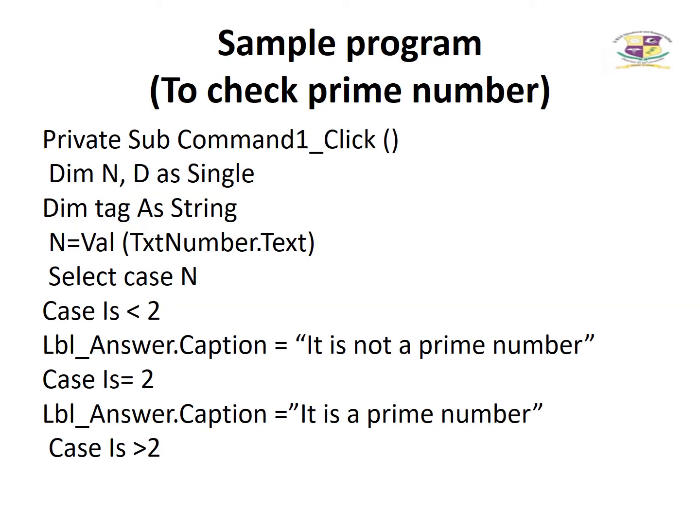A sample program to check for a prime number is given. Here, the variable NND takes a single value, whereas the variable tag takes a string value. Once the user enters the number for which the prime number is to be checked, there is a Select Case where, based upon the given number, each case is checked. If the given number is less than 2, it is not a prime number. If it is equal to 2, then it is a prime number. The next case is if it is greater than 2.